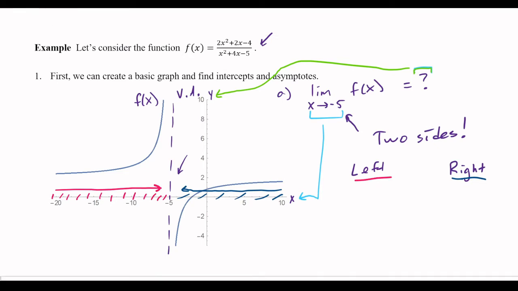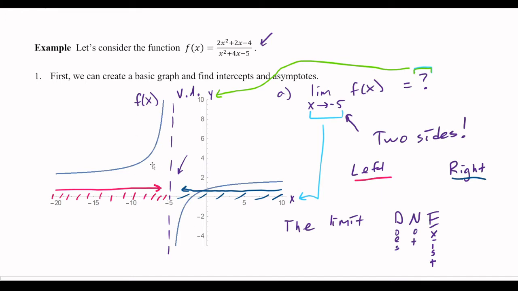So let's write this out. For this scenario, the limit does not exist. So that's our shorthand: DNE. This limit does not exist because as I get to -5, the function is doing two different things. Okay? So a vertical asymptote, we can see kind of what's happening here.